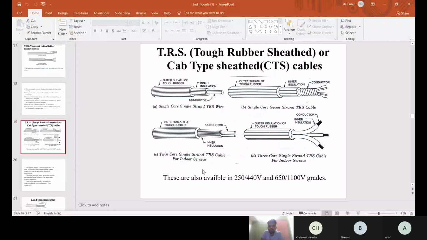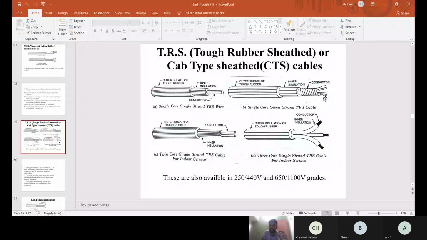This is a single conductor, again insulated with an inner insulation, and this is a single core 7-strand TRS cable. The 7 strands of conductors are wound one above the other and made into a single core. Same as before, there is an inner insulation and an outer sheath of tough rubber sheet. This is a twin core, where each set of strands is made into another core. So one core has multiple strands like this. This is a 7-strand core, right? Like that, 7-strand cores are made into one single core, and like that we make 2 cores.